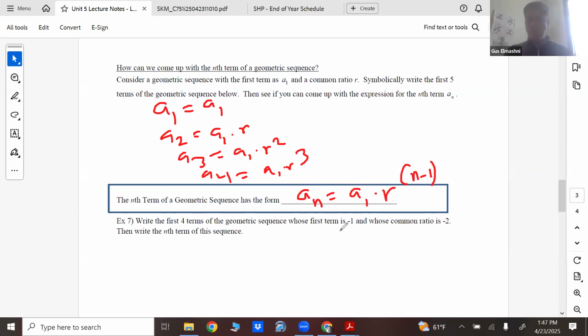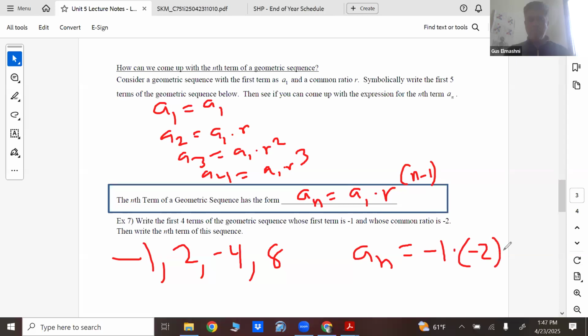The first term is -1. Common ratio is -2. Okay, that's easy. -1, 2, -4, 8, right? So A sub n. We're good on that?